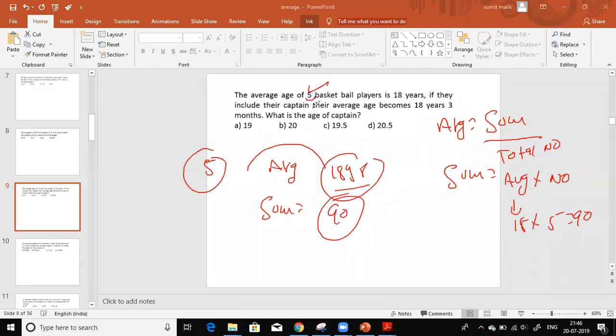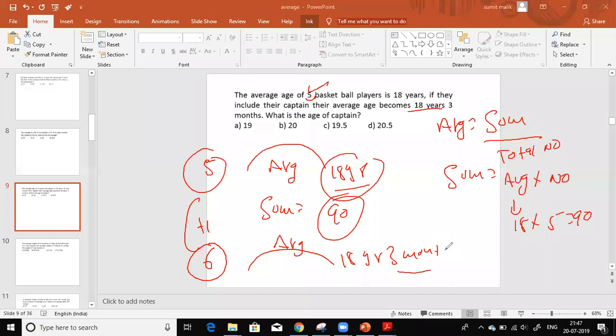If they include their captain, now their captain is included. So if the captain is included, now the total members will become 6 and their average becomes 18 years 3 months. Before calculation, please convert months into years. You know very well, in a year there are 12 months.